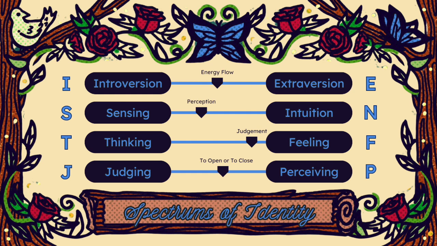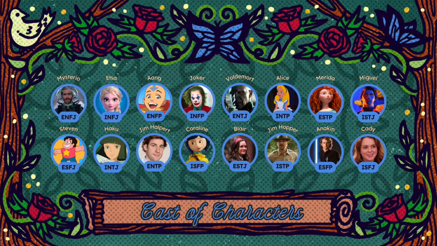The second spectrum is of perception, the natural means of gathering information from S sensing to N intuition. The third spectrum is of judgment, the natural criteria used for decision making from T thinking to F feeling. The fourth spectrum is to open or to close, the natural attitude toward time and space, from J judging to P perceiving. Side note, this will be our cast of characters for this video to represent all 16 Myers-Briggs types.